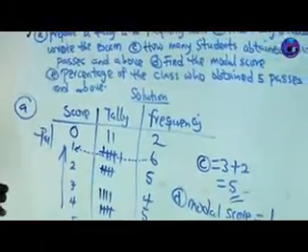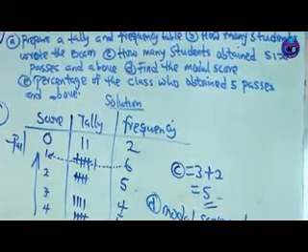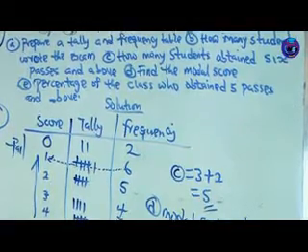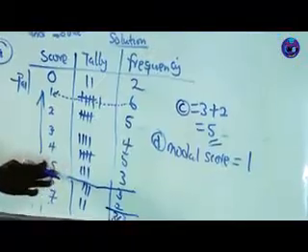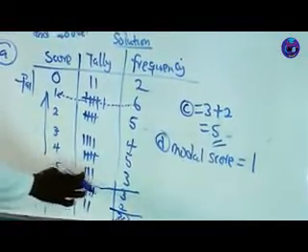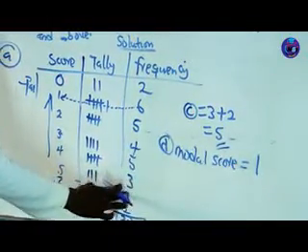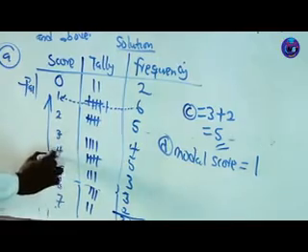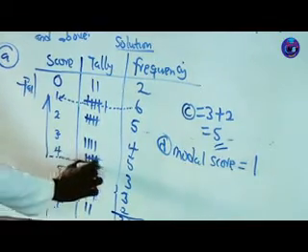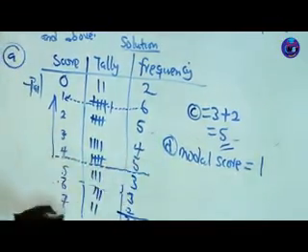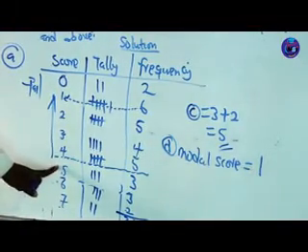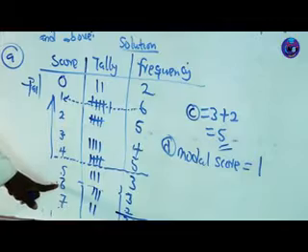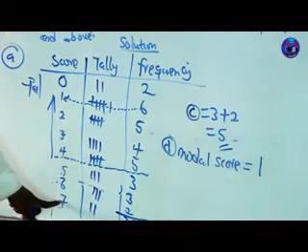Percentage of the class who obtain 5 passes. So that means you are going to start from here, from 5 to 7. The pass mark is 5. That means if you have 6, you pass. If you have 7, you pass.